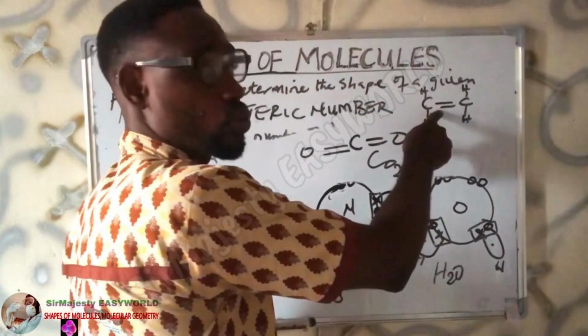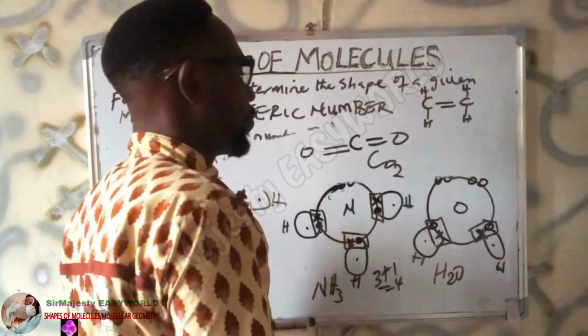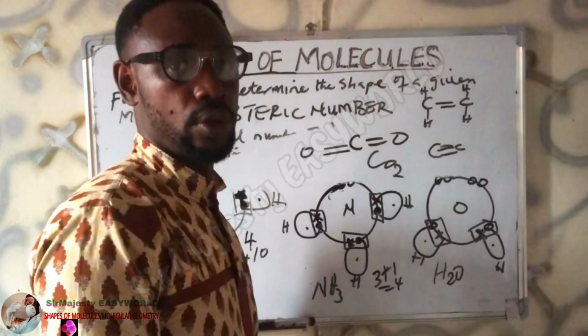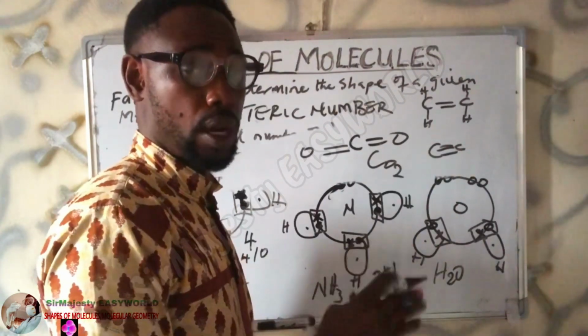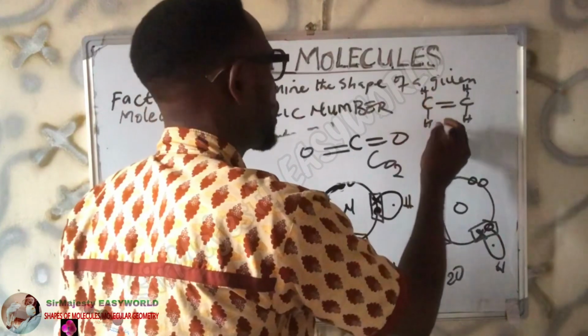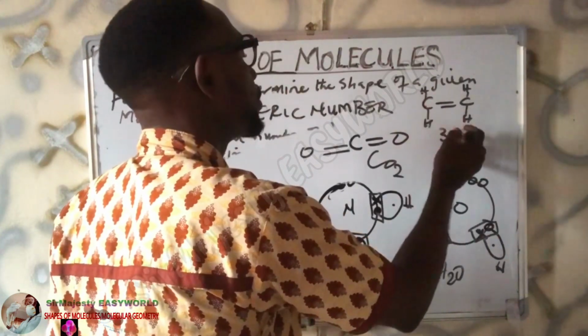Out of these two bonds, one is sigma and one is pi. If we have 3 bonds, there will be only 1 sigma bond. So only 1 sigma bond can exist between one carbon and the other carbon. Therefore, that's why we count only 1. So the steric number here is only 3. How many lone pairs? 0 lone pair.